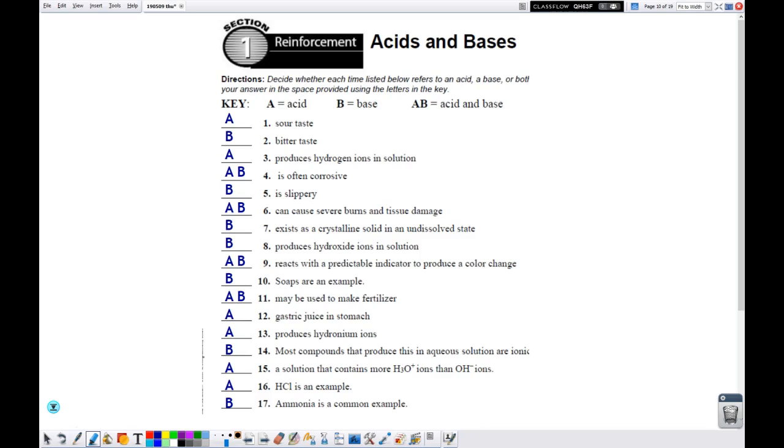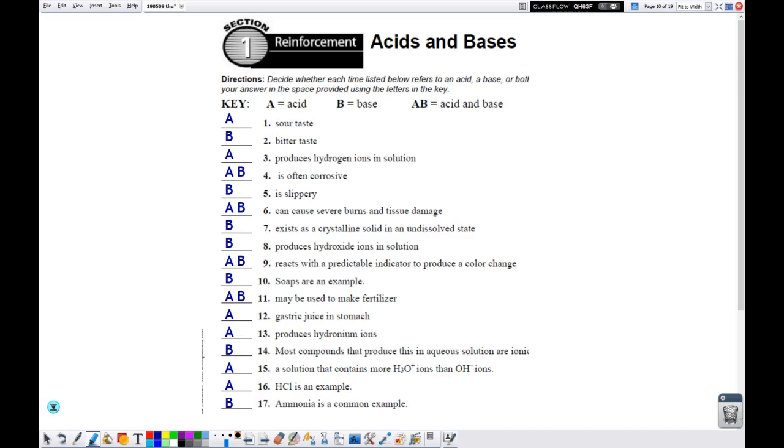Soaps are bases. It could be used to make fertilizer. That's true of both acids and bases. Gastric juice in your stomach is hydrochloric acid, so that is definitely an acid. If it produces hydronium ions, which come from hydrogen ions joining with water molecules, that's definitely an acid.